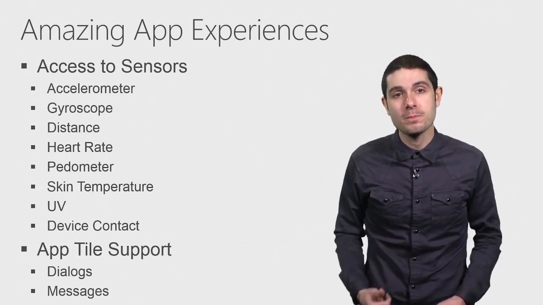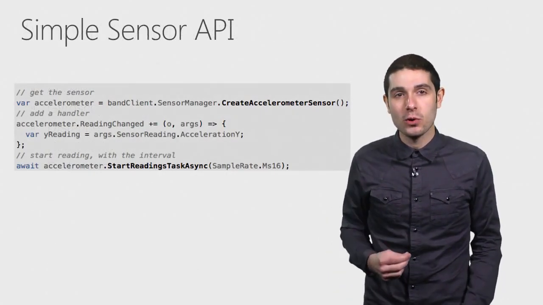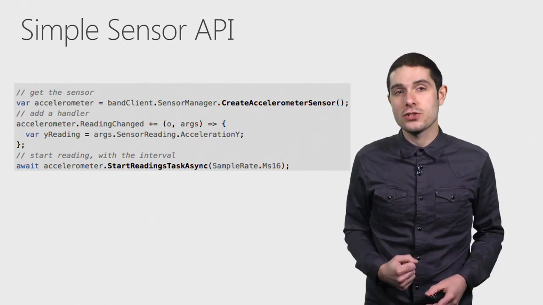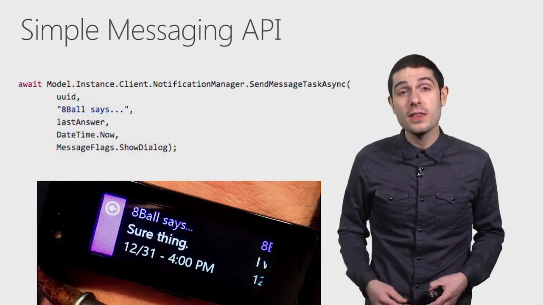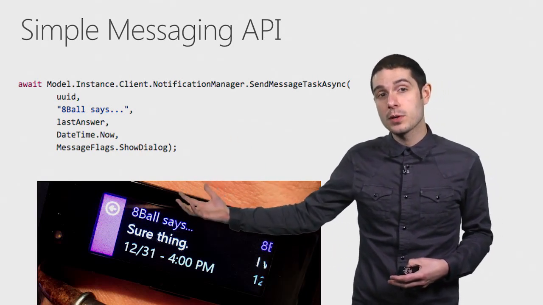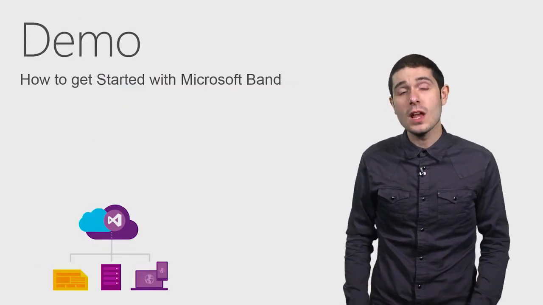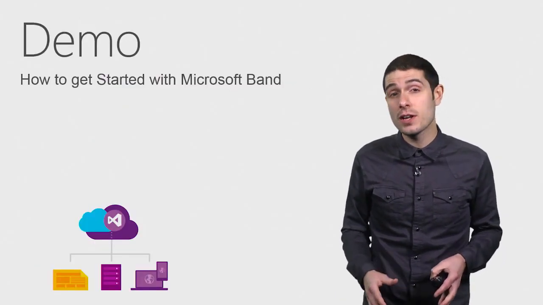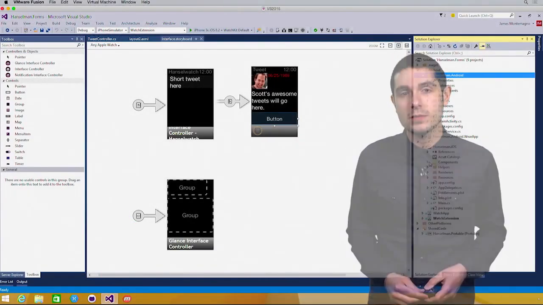The simple sensor data gives you a nice async or waitifyable API to pull in sensor data with just a few lines of code. And then additionally, the simple messaging API enables you to send a message from your app to the band with just a single line of code. Let's see how to get started today integrating the Microsoft Band SDK into one of your existing applications.